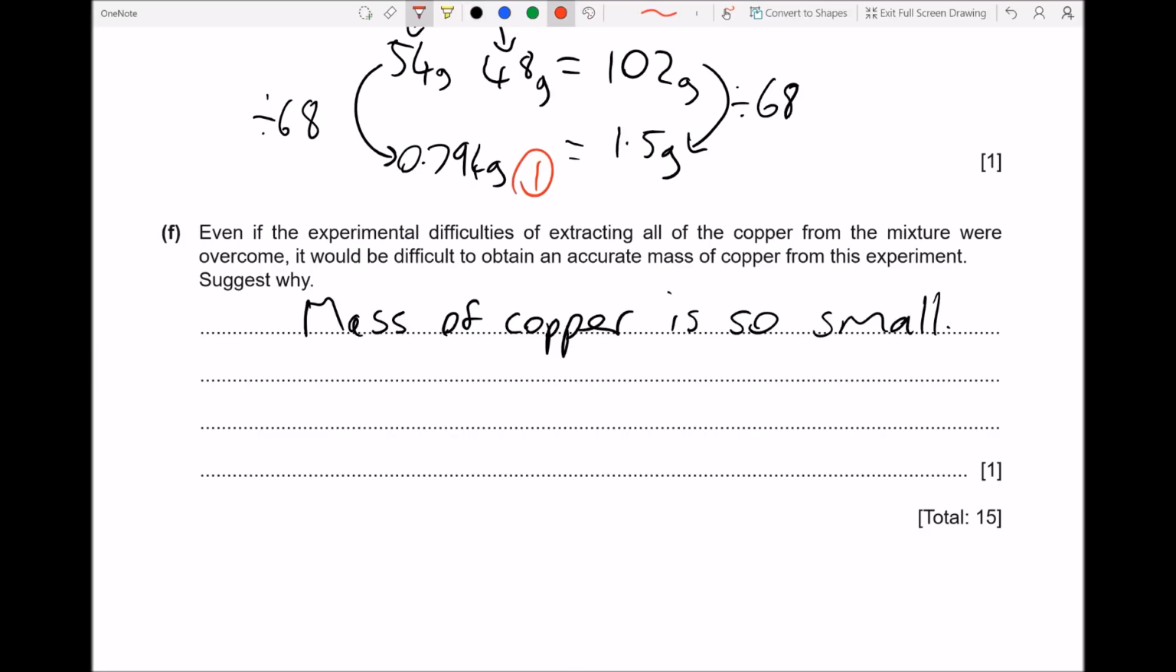And there we go. So we just get 1 mark for that. And that is the end of question 1. So you can see we get 15 marks there.